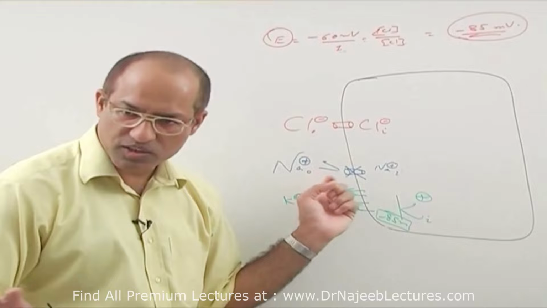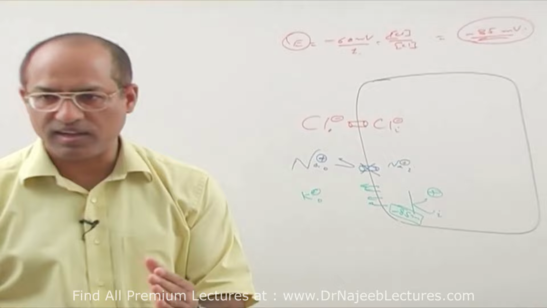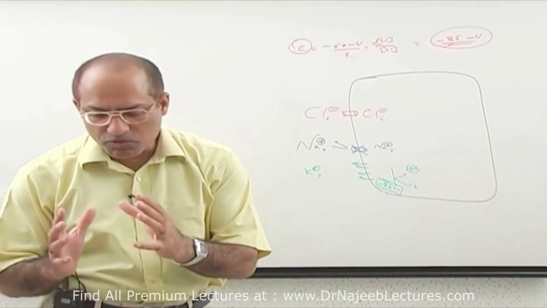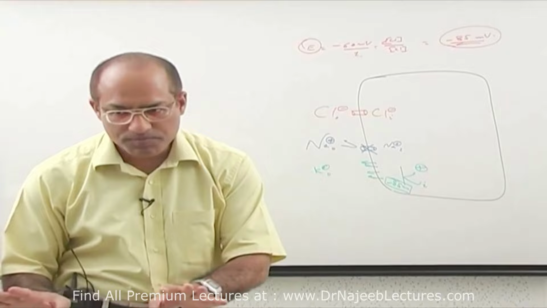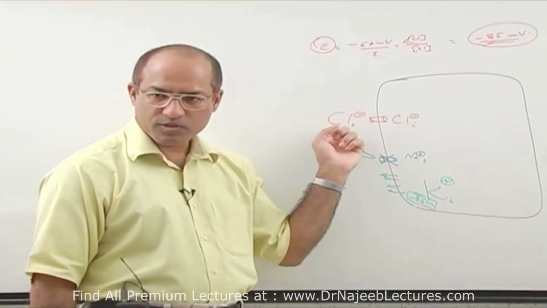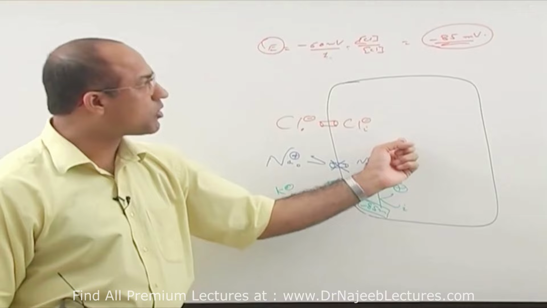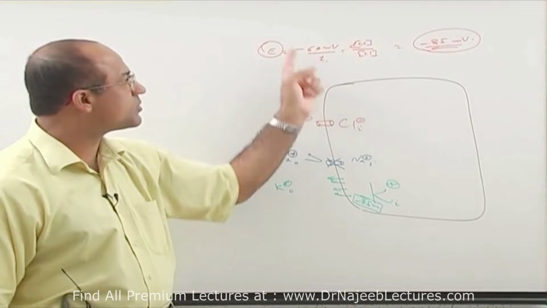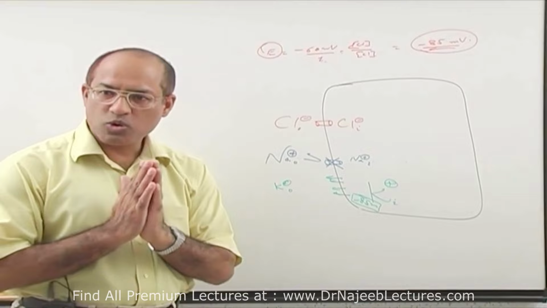Am I clear? So with what we have discussed, in most normal cells potassium is allowed to diffuse out, and most cells have a resting membrane potential near minus 85 millivolt. Now, we talk about chloride. Chloride concentration is more extracellularly and less intracellularly. If we put the chloride concentrations in the Nernst equation, the result will be minus 85. It means that chloride's equilibrium potential is minus 85 millivolt.